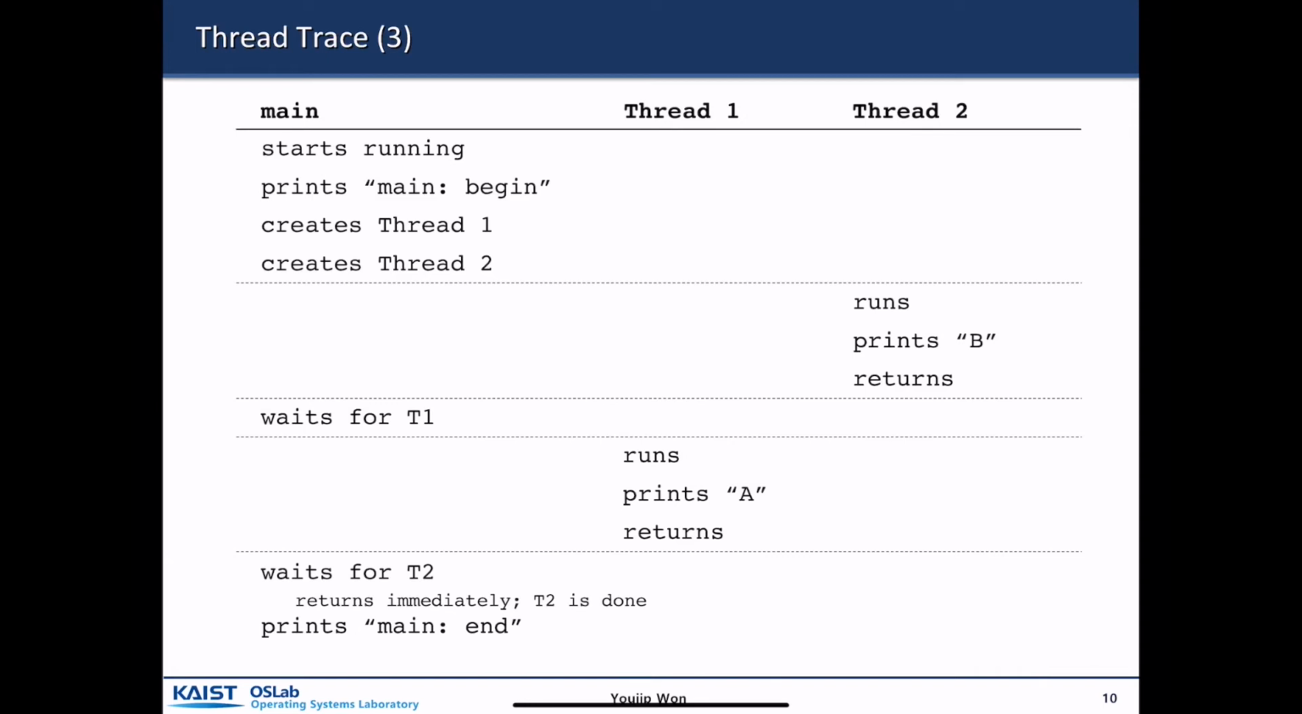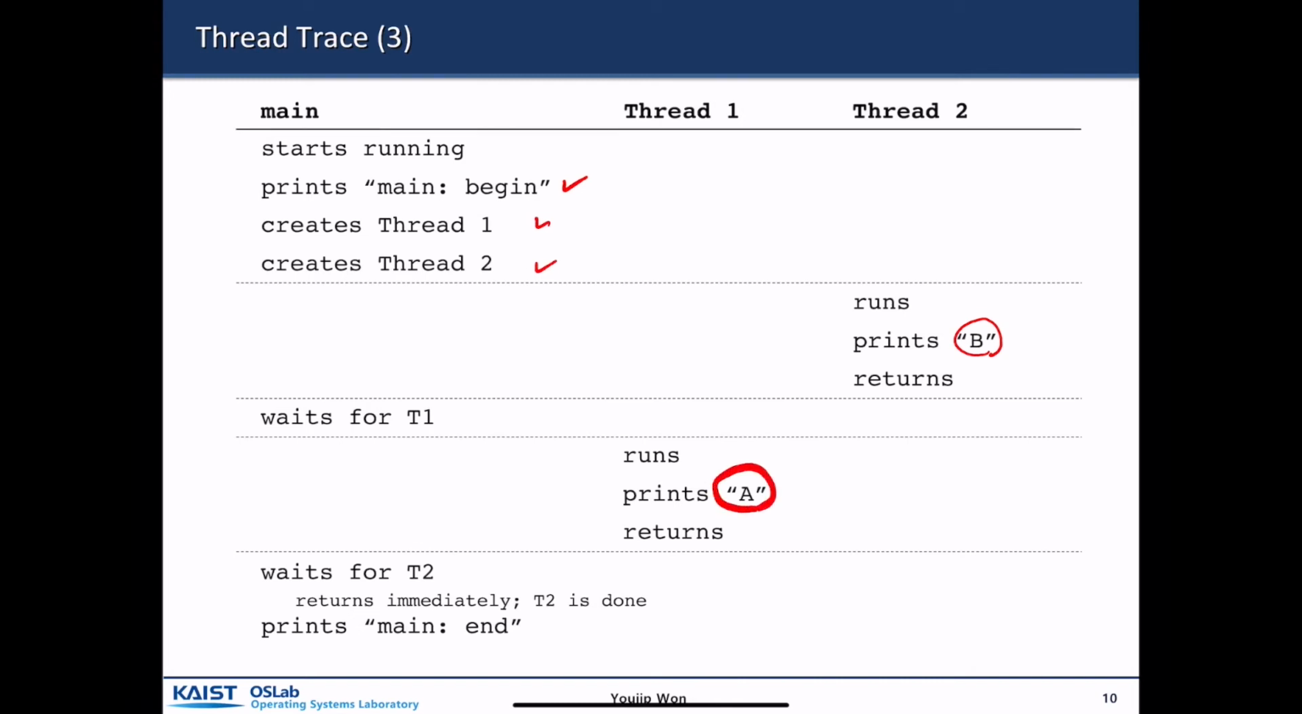This is another scenario of creating and running thread 1 and thread 2. The main function starts running, prints begin, and then creates two threads. Somehow, the operating system decides to run thread 2 first instead of thread 1. So it runs, prints B and returns. After it returns, the main function calls wait for T1. T1 has not started running yet, so after switching the context, thread 1 starts to run, prints A and returns.